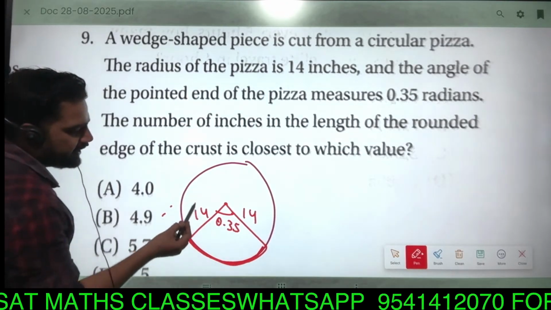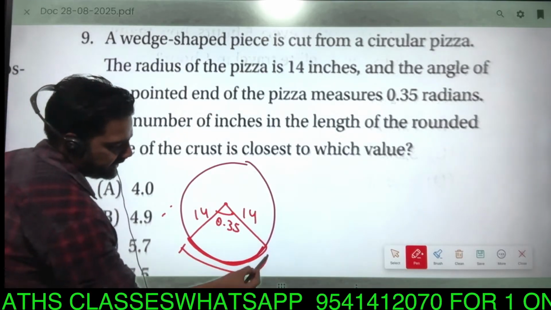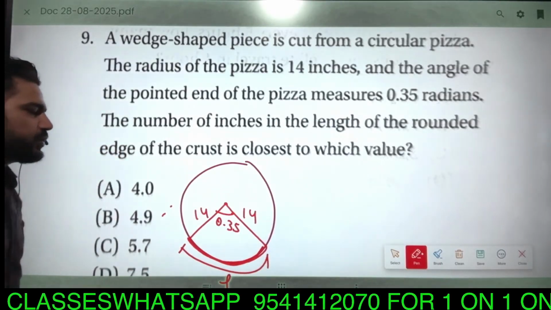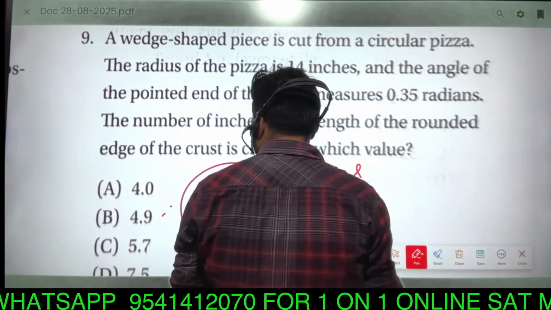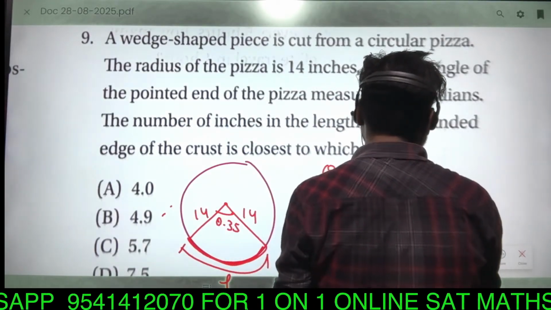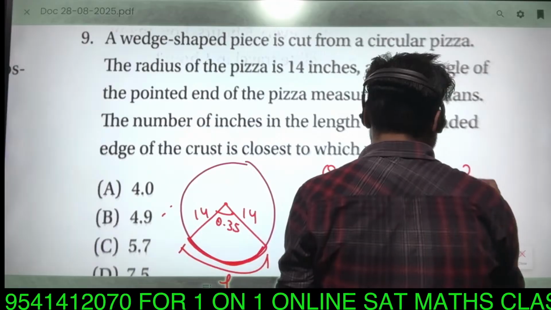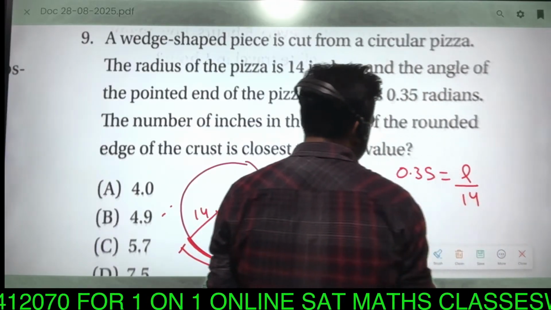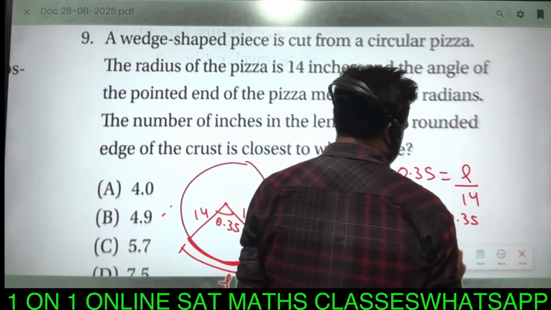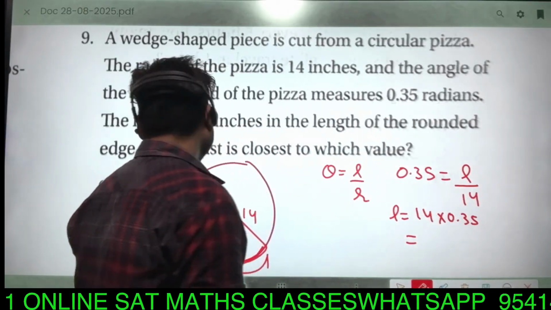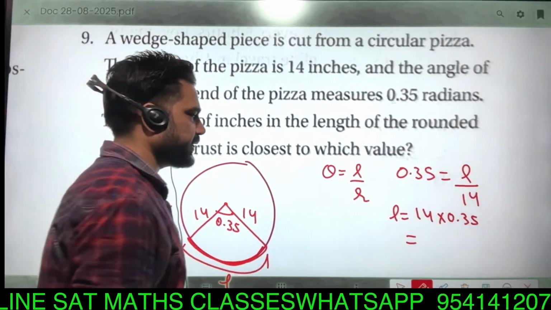So definitely if r is given and theta is given, they will ask for the length, so they are asking for length. So again we have to apply the same formula, theta is equal to L by r. So now what is theta? Theta is 0.35, and what is L? L we have to find, and what is r? r is 14. So the value of L is 14 into 0.35. You can multiply this by calculator, or without calculator also you can multiply.